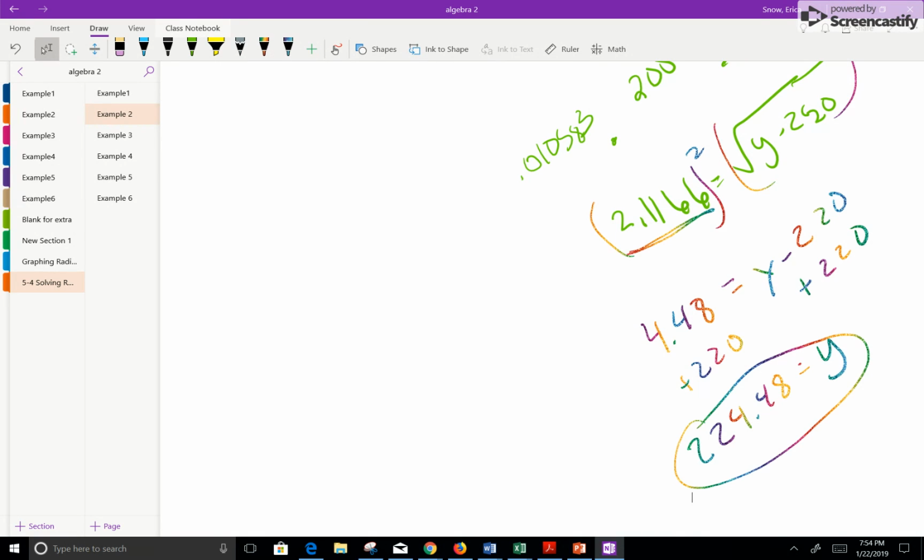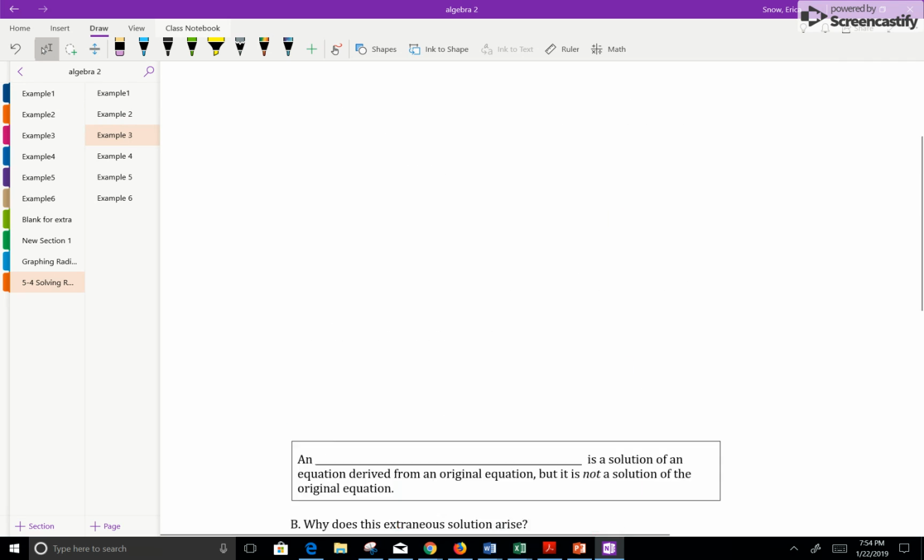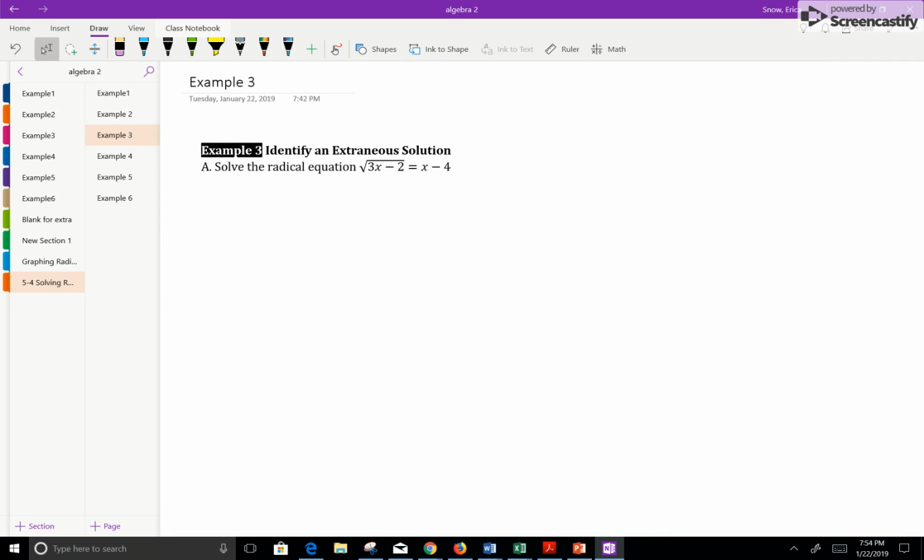Okay, let's move on to example 3. So example 3 deals with finding extraneous solutions. Now, extraneous, the part that you need to worry about is the extra. So we're looking for the extra solutions that really don't make sense in context. So I'm going to solve this problem. And you get these extraneous solutions when you have more than one x.